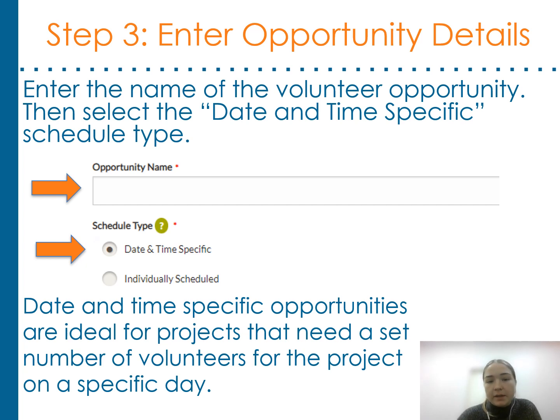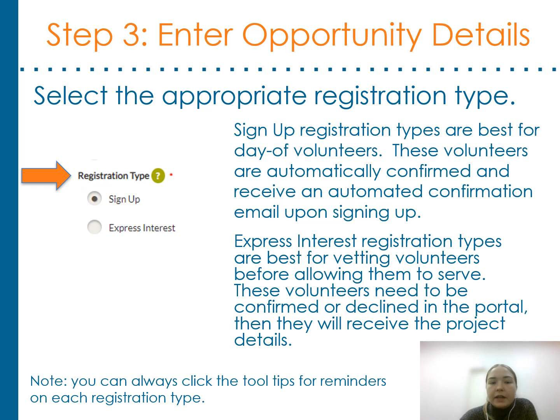And then the next step is to select the schedule type. For this tutorial, we're going to stick with the date and time specific. The date and time specific schedule type is best for projects that need a set number of volunteers on a specific day. So after you've selected the date and time specific schedule type, now you're going to want to enter the registration type that best fits your project.